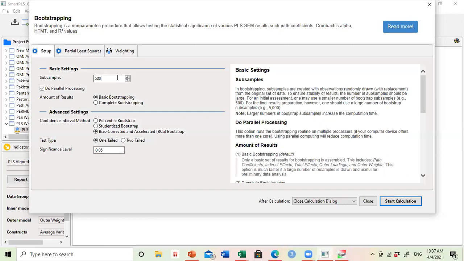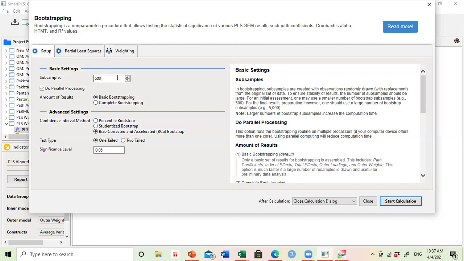Then you go for the confidence interval method. You should also leave it as bias corrected and accelerated, because it is the best one. It corrects the bias you have. So by default it is basic bootstrapping, bias corrected. You leave it like this. Then when you come to significance level, oh no, test type. That is where you specify whether your relationship is one tail or two tail.